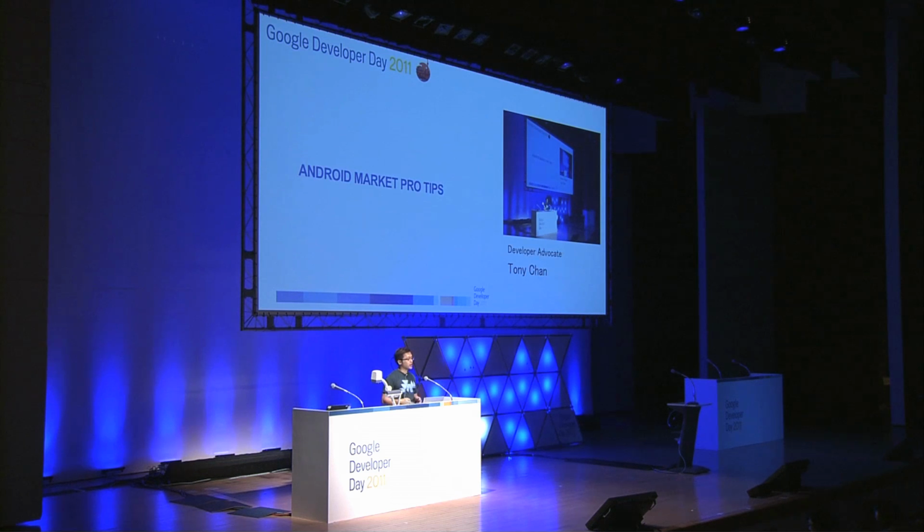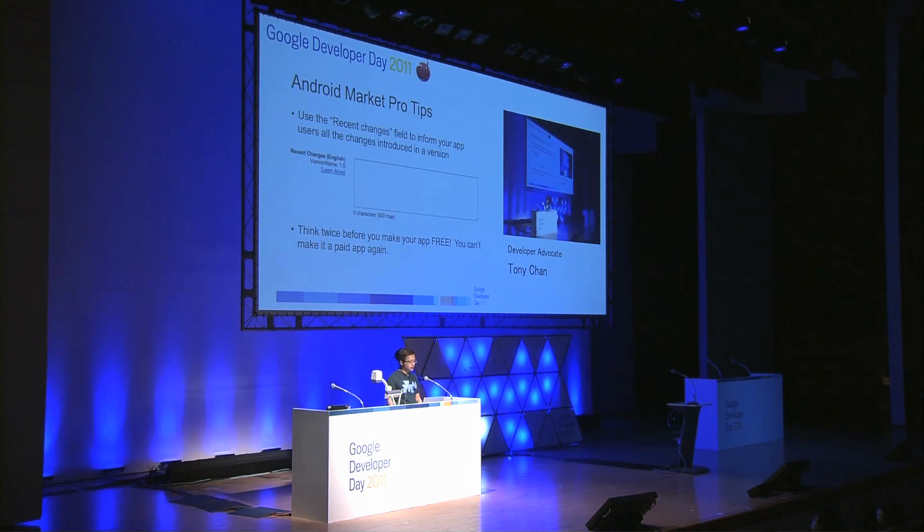Okay, so the third part of the talk is I want to share with you some Android Market tips so that you can better leverage the Android Market platform. The first thing is to use the recent changes field for your application to inform your users what changes, new features or bug fixes you introduced in a particular version. I'm really surprised that not a lot of people use this field, but it is an extremely important field you need to use to communicate to your users. For example, when I install an update to an application, I definitely check this out, and I'm excited to see what kind of fixes and new features are available in the update.